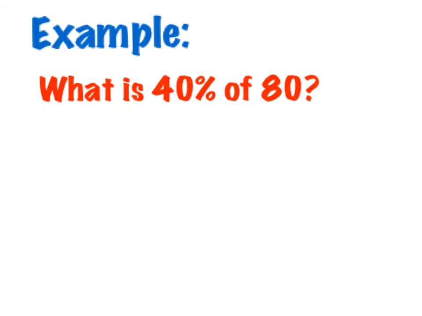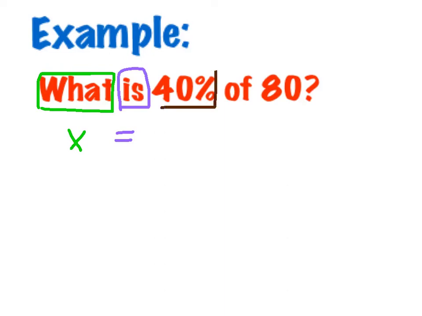The second technique is to look at this in terms of writing an equation. And literally, I'm going to translate exactly what I'm reading. So I'm starting off with what. In this case, it's going to be x. Then I read the word is. And I remember is in math means equals. Then I go on to the 40%.